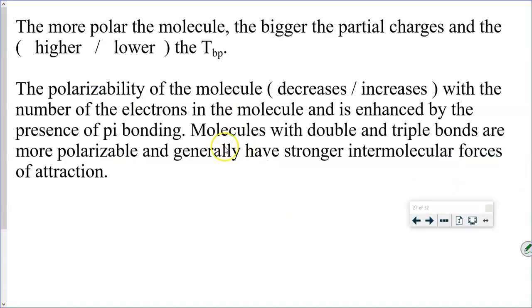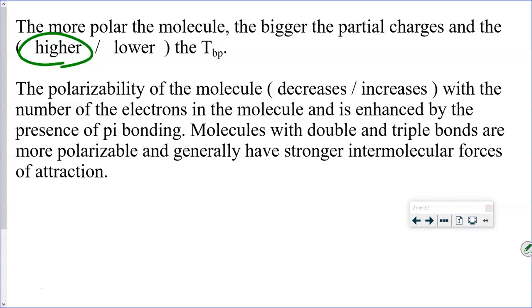All right, so the more polar the molecule, the bigger the partial charges. Bigger partial charges are going to lead to a higher boiling point. That's just recapping again basically what we've talked about for the last 2 days. The polarizability of the molecule increases with the number of electrons in the molecule.